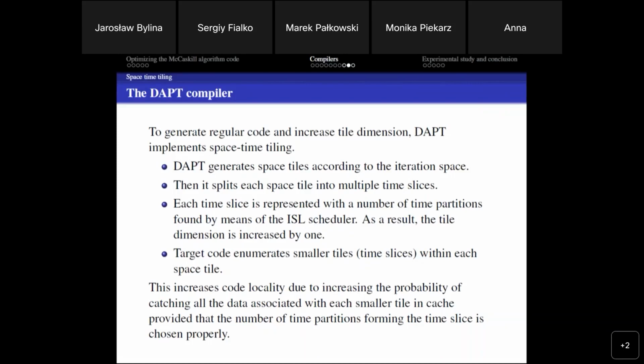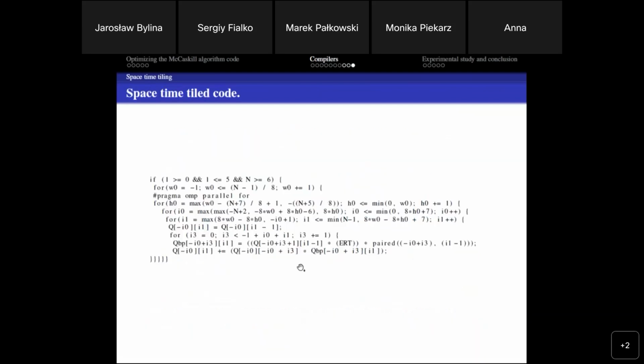The result is that we make the code more regular. But the good side of Traco is still that we are able to extract regular code with parallelism in the McCaskill algorithm. Okay, so as you can see, the code is much shorter. The tiles are more regular, so that's why it is much shorter, because in Traco there are different shapes and we have a lot of if statements, and this code is also better in time, which we showed in our experimental study.